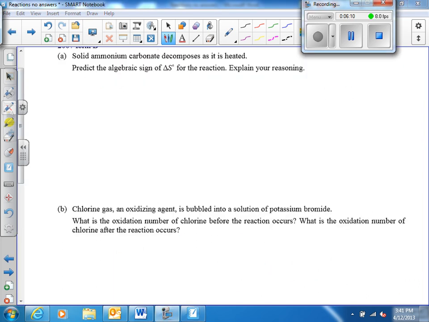New problem. Solid. All right, we've got solid, so we have to include the whole solid thing. Ammonium, NH4, carbonate, CO3. We have to balance our charge. CO3 is -2. So ammonium carbonate decomposes as it is heated. You don't have to mention solids, liquids, or gases. Oh dear, what is this going to decompose into?